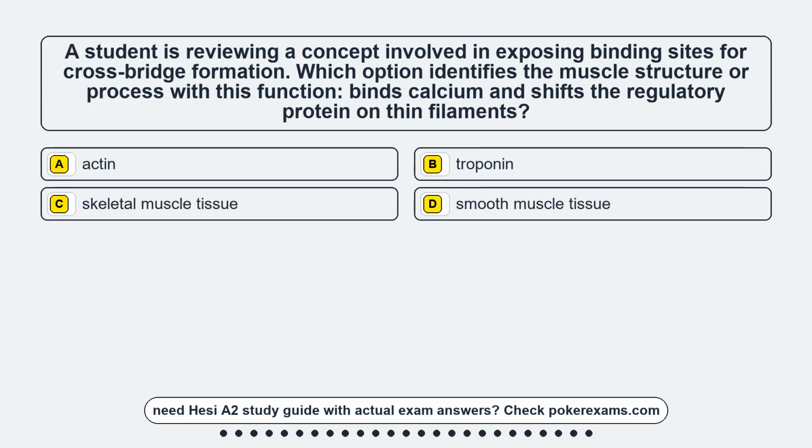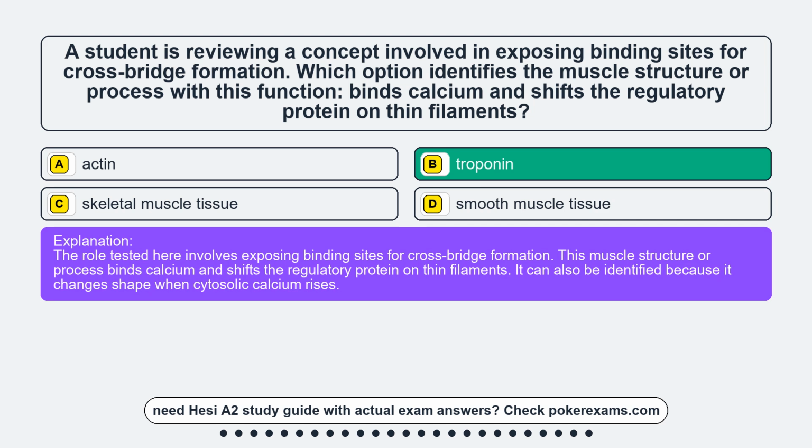Question 3. A student is reviewing a concept involved in exposing binding sites for cross-bridge formation. Which option identifies the muscle structure or process with this function, binds calcium and shifts the regulatory protein on thin filaments? Option A, actin. Option B, troponin. Option C, skeletal muscle tissue. Option D, smooth muscle tissue. The correct answer is option B, troponin.